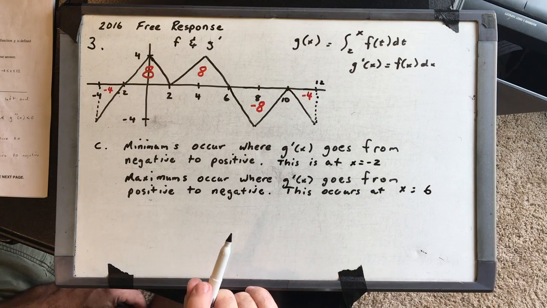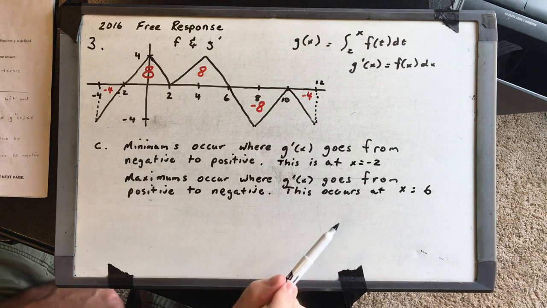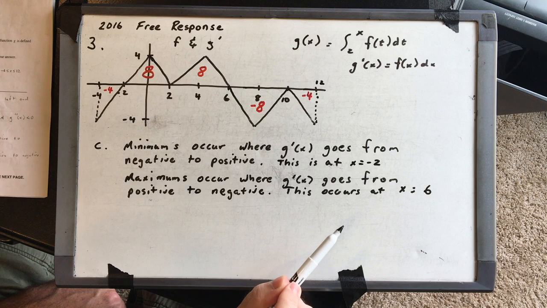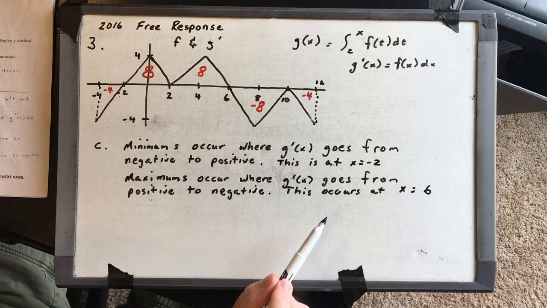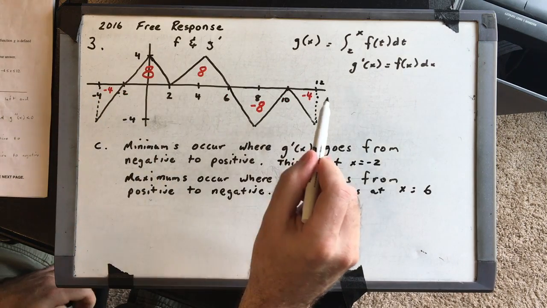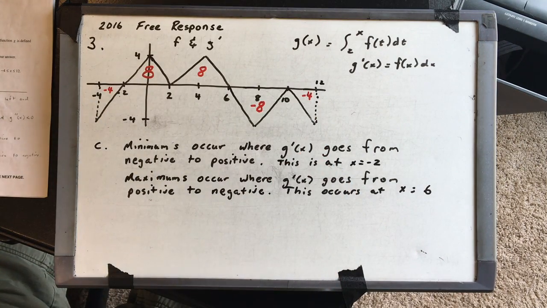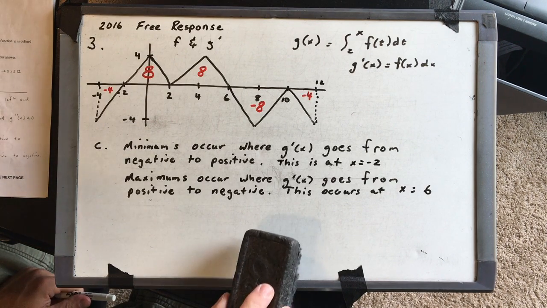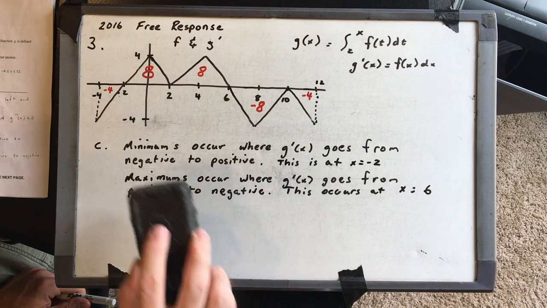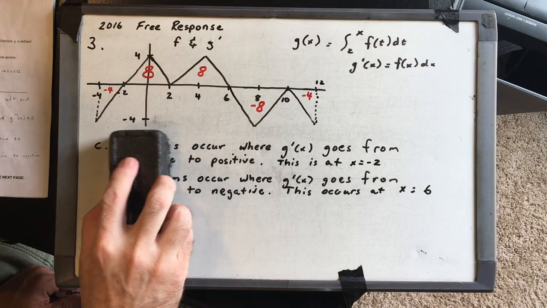So we're going to test those 2 points. We might have an absolute min and an absolute max there, but we also have to test our endpoints, -4 and 12. There's 4 points we have to test, and I really don't have room to do it unless I erase this. So pause the video and come back with me in just a second.